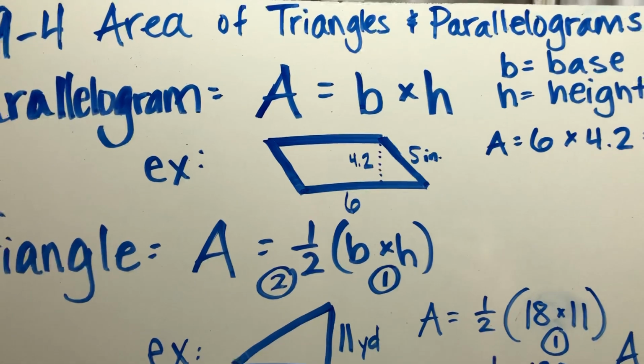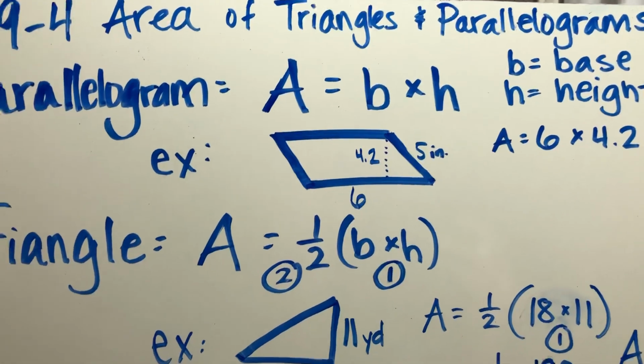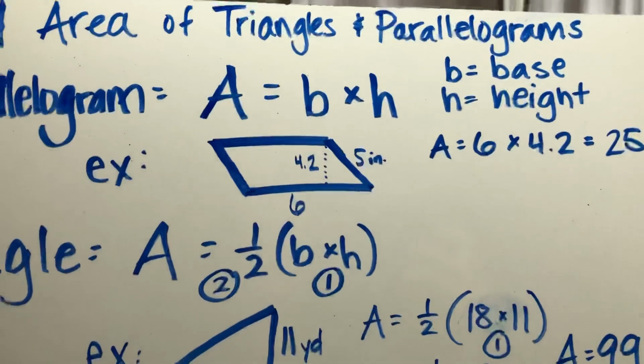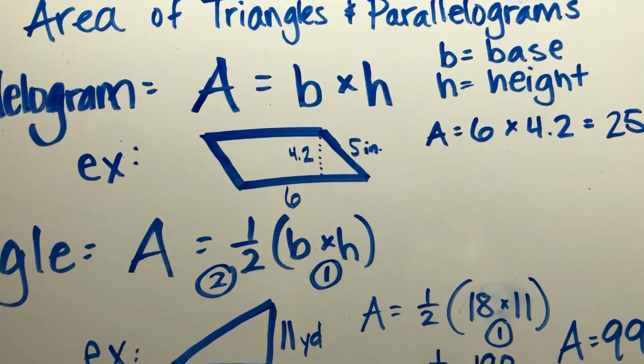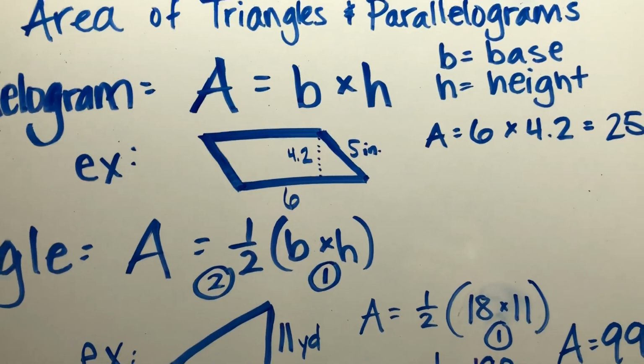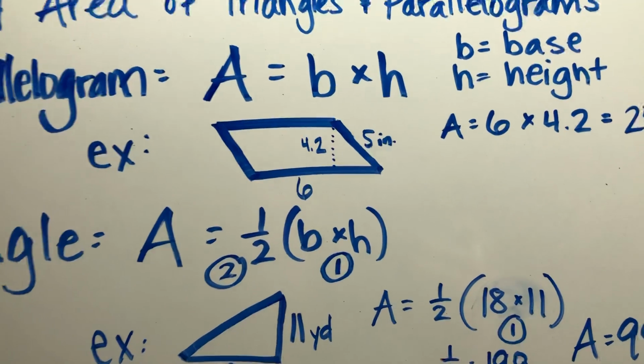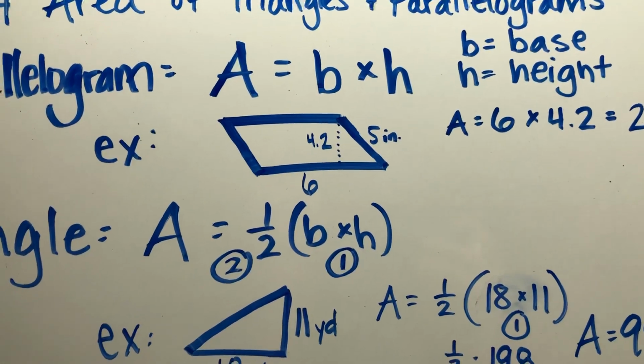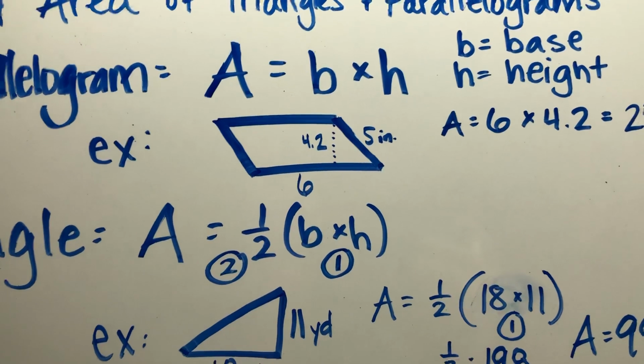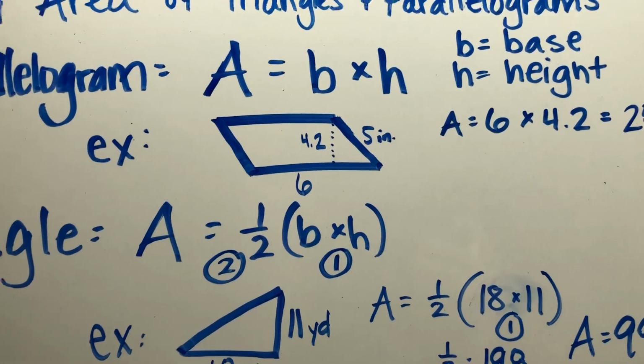And they gave you some extra information, and that's okay. That's what they're going to do. So if I need to do the base, the base is the bottom, which is 6. And the height, well, that's not 5. The 5 is the slant of the other pair of lines. I don't really need that 5.